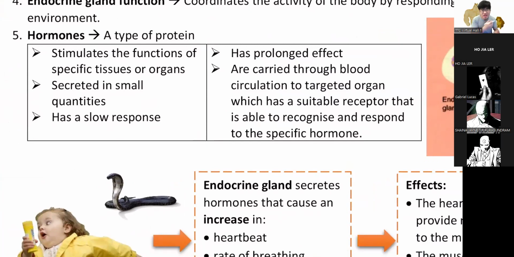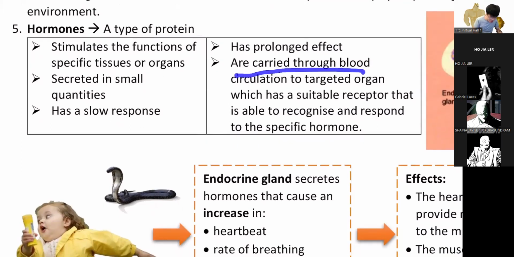So if your puberty gives you broad shoulders, and you say, I don't like my shoulders, I want smaller shoulders, then sorry, this is permanent already. So it has a prolonged effect, as you can see. They are carried through blood circulation to the targeted organ, which has a suitable receptor that is able to recognize and respond to the specific hormone. Wow, it's a mouthful, isn't it? So this basically says this: they target specific tissues.